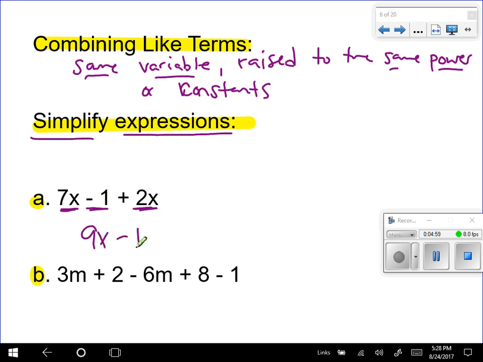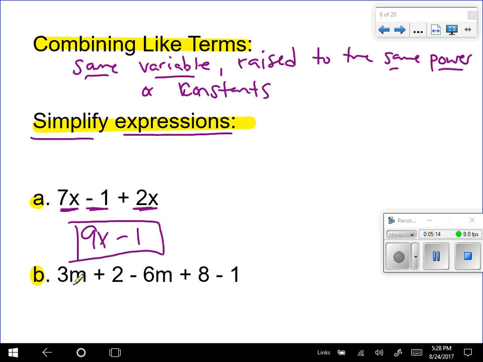Now, because 9x and 1 are not like terms, that's as far as I can go. So this is my answer. That is simplified. If you have questions on this, please ask.